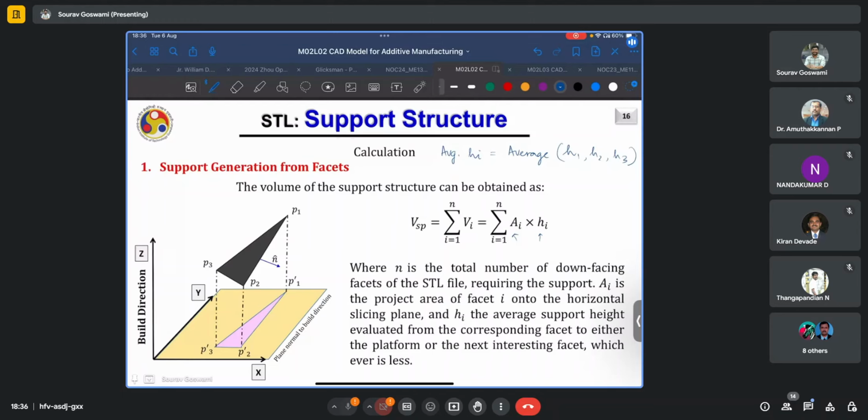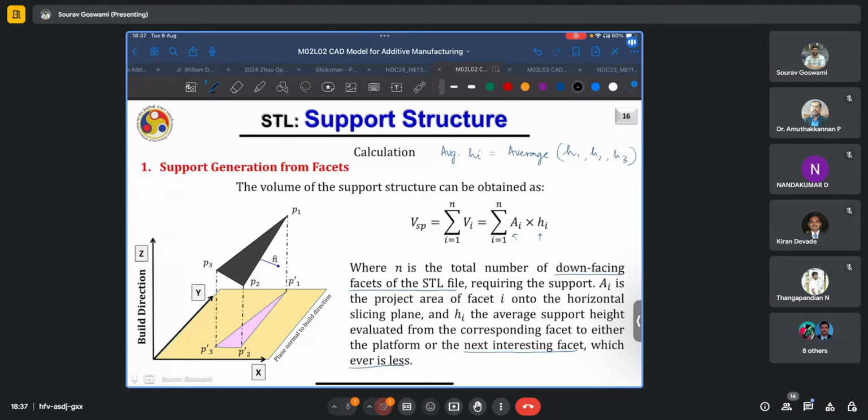So, n is the total number of down-facing facets of the STL file. Down-facing means facets which have facet normals inclined at angles with the build direction larger than the critical angle. Ai is the projected area of facet i onto the horizontal slicing plane. Hi is the average support height evaluated from the corresponding facet to either the platform or the next intersecting facet, whichever is less. This is another thing we should cover.